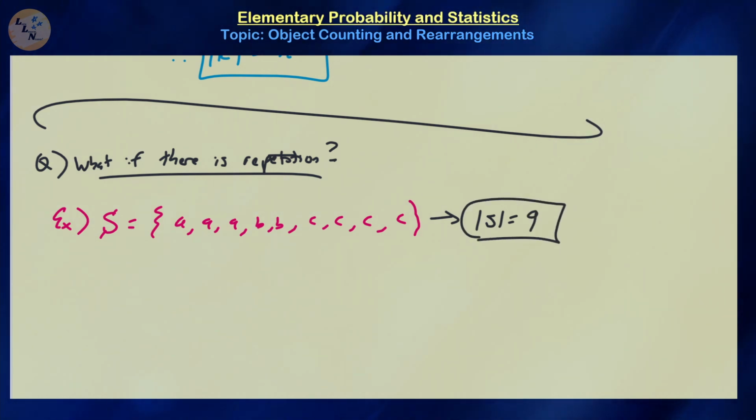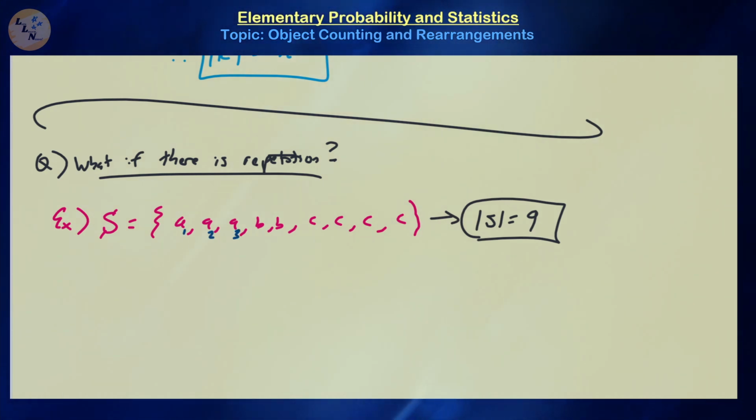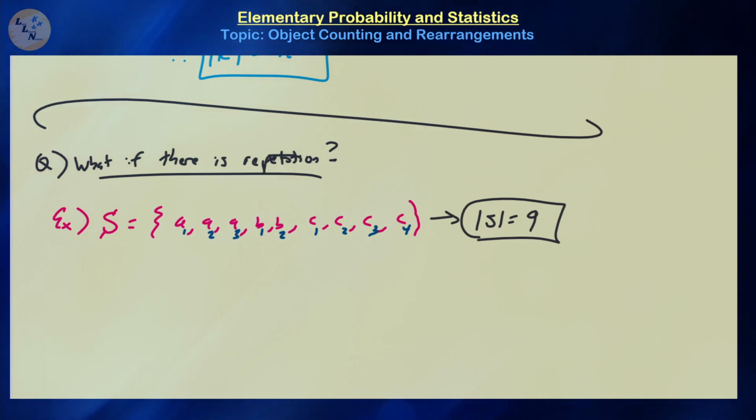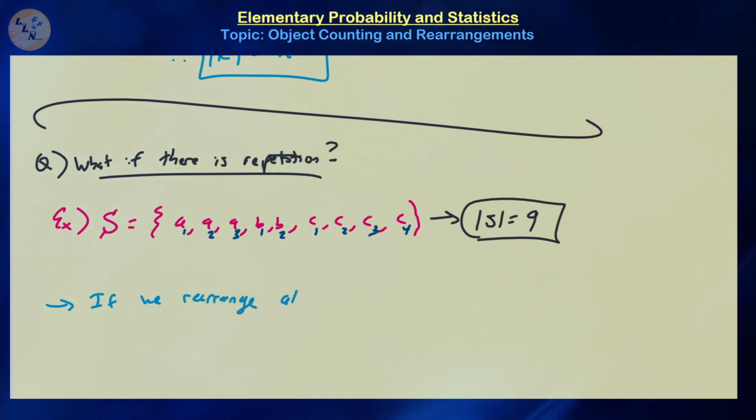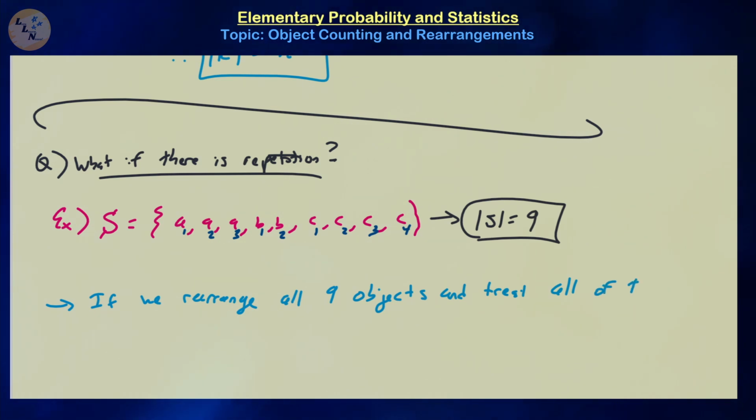So let's just pretend that they are all different. So that's, for example, A1, A2, A3, B1, B2, C1, C2, C3, and C4. Let's pretend they're all different temporarily. So if we rearrange all 9 objects and treat all of them as different, then how many rearrangements am I going to have?